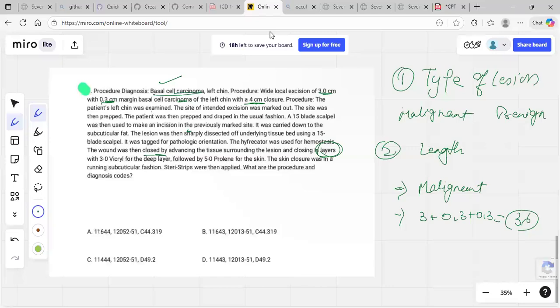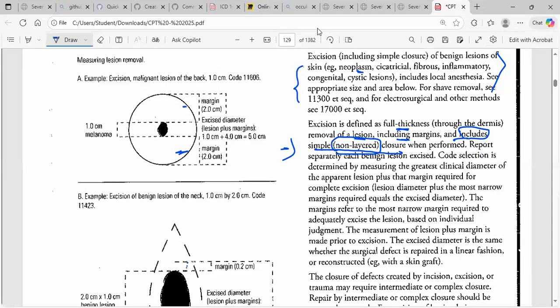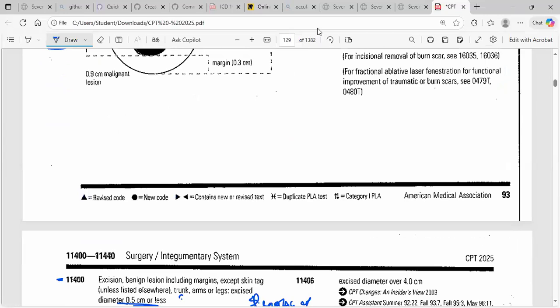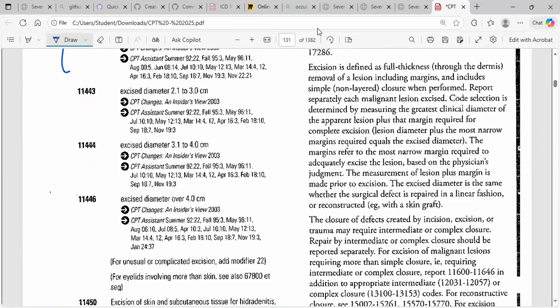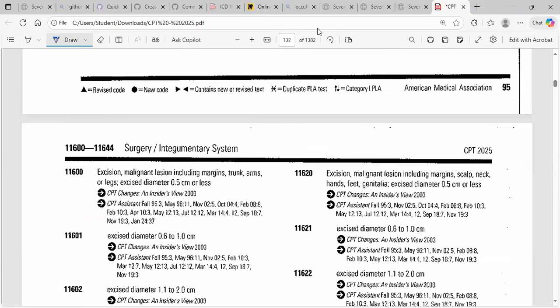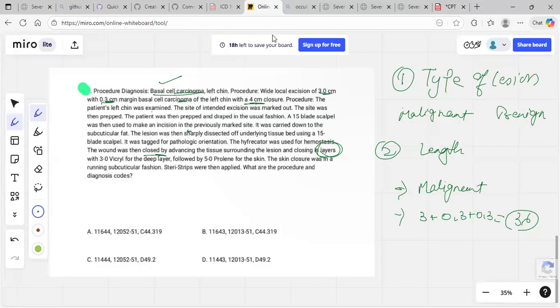Whenever there is an excision of benign lesions, that code begins from the 114 series. You can see here, this is the excision of benign lesion. Our code starts from 114. And whenever there is excision of malignant lesion, we have a code from series 116. So we have to rule out this one, we have to rule out this one. We are left with option A and option B only.